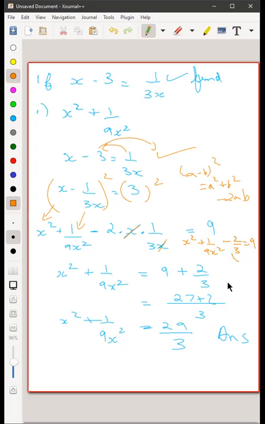We transpose this side, so we get x squared plus 1 upon 9x squared is equal to 9 plus 2 by 3. And we just solve the fraction. 9 plus 2 by 3 is 29 by 3.